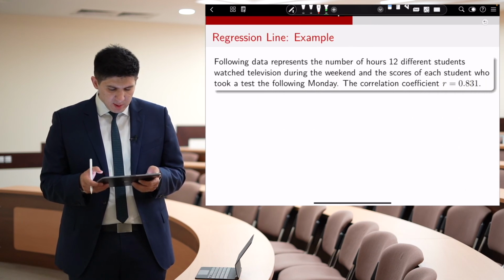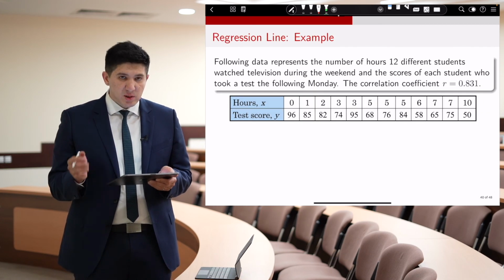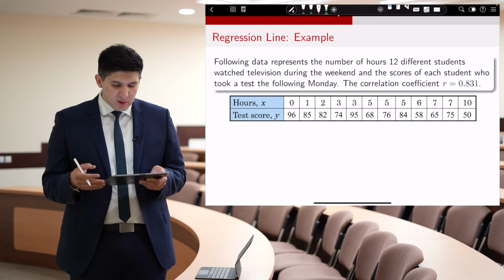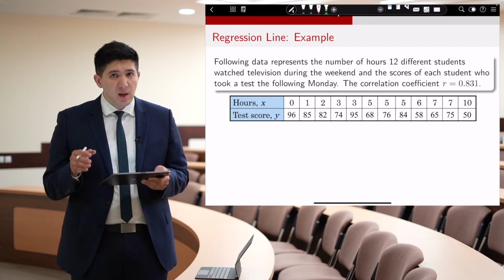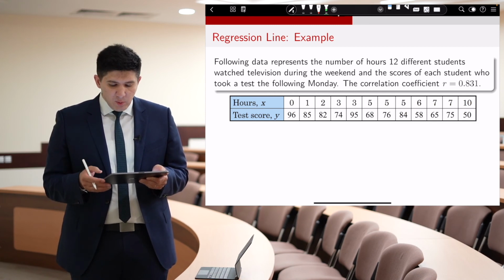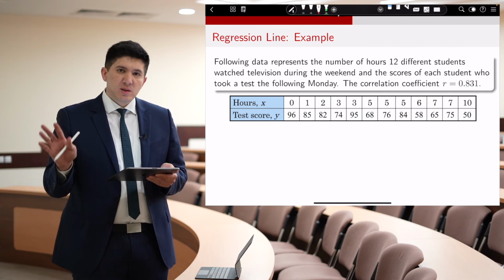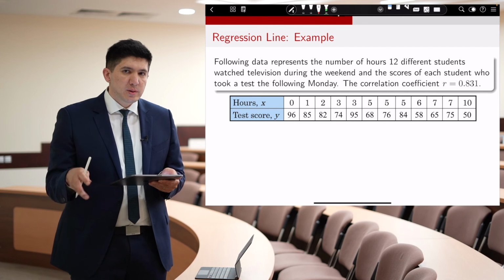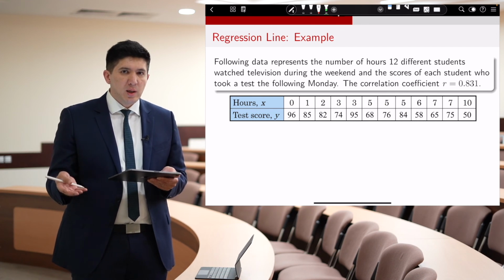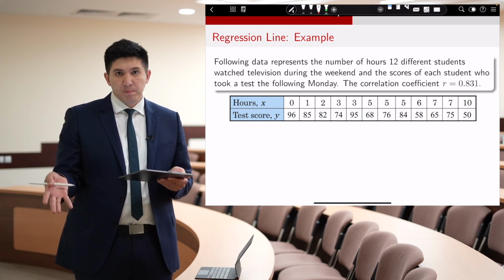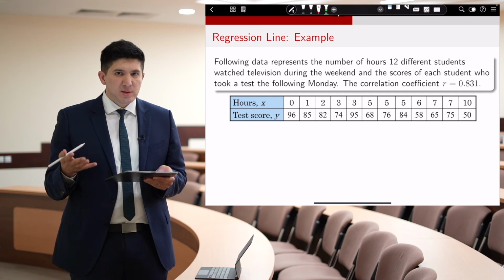So let's do the calculations. I'm going to do the calculations for the same students. I've got the data for the students. We've calculated previously that there is correlation between them. So what I would like to know is, if one of my students spent 9 hours watching YouTube on Sunday, what would be his score? Right? So that's the question.